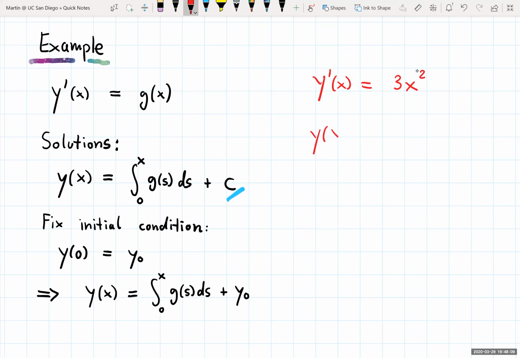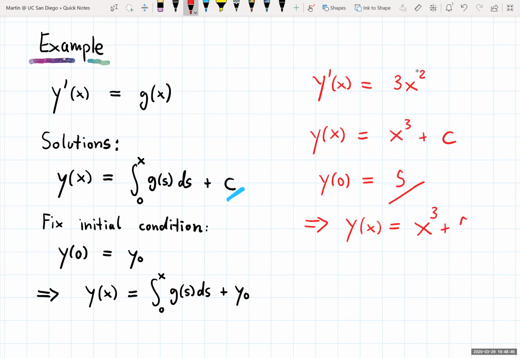Well, the general solution looks like y of x equals x to the 3 plus some integration constant c. If you want some particular solution, we can say at x equals 0, we have, for example, the value 5. And the result is that the particular solution with that initial condition is y of x equals x cubed plus 5.